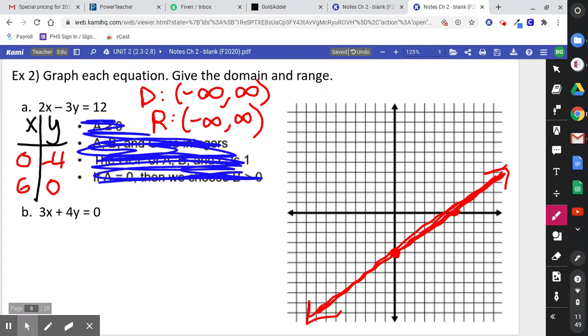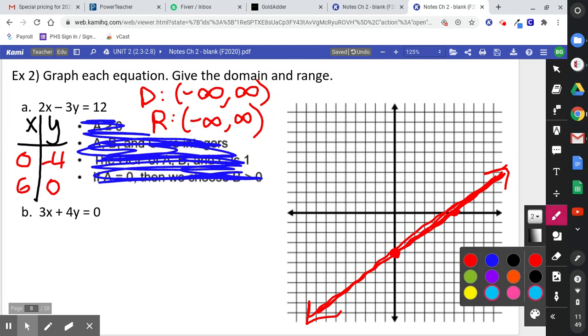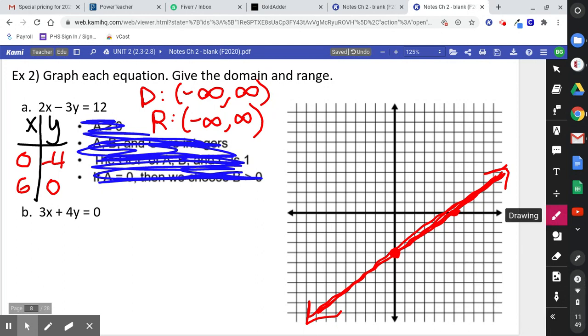So then part B. Again, if you want, you could isolate y. You could change it to mx plus b form, and that's fine. If that's what you want to do, go for it. But I'm going to make a table. Okay. If I plug in 0, and that x drops out, I've got 4y equals 0. So y is going to equal 0 there. So I've got this point 0, 0.